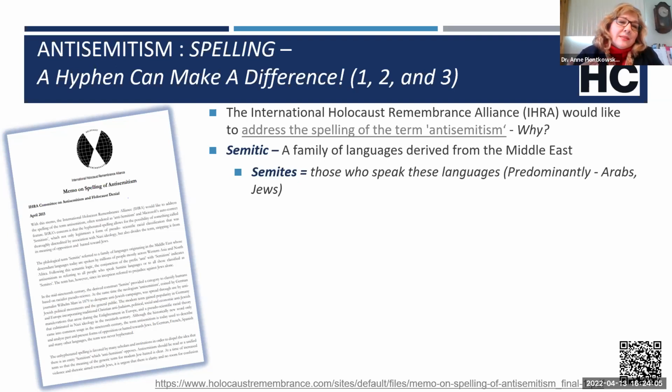When you're talking about something being Semitic, it's a family of languages that was derived from the Middle East, primarily in North Africa and Western Asia. And so consequently, Semites was a group of people that spoke those languages in that area. And because of the area, it was predominantly Arabs and Jews.